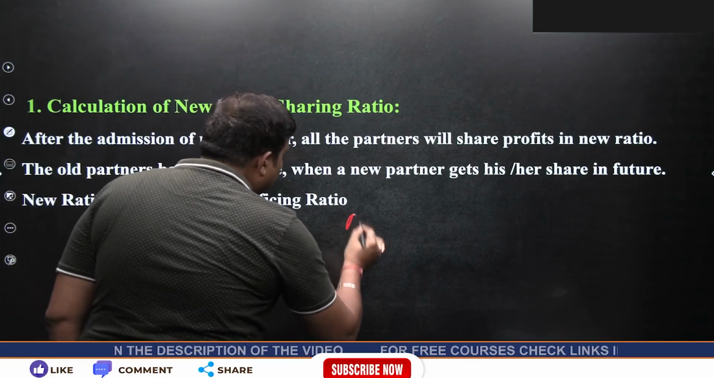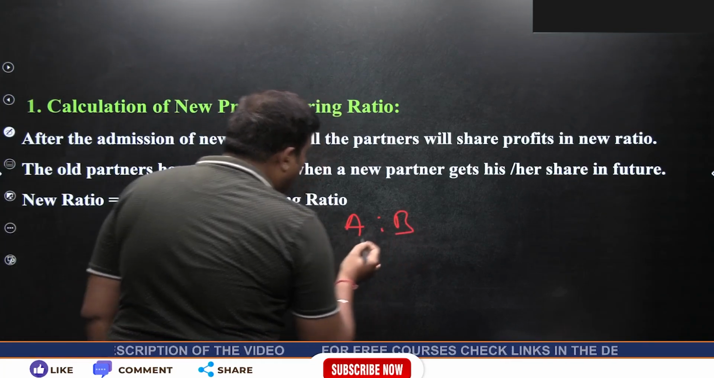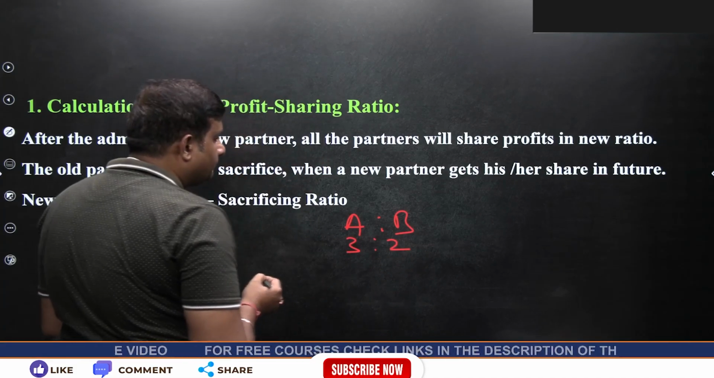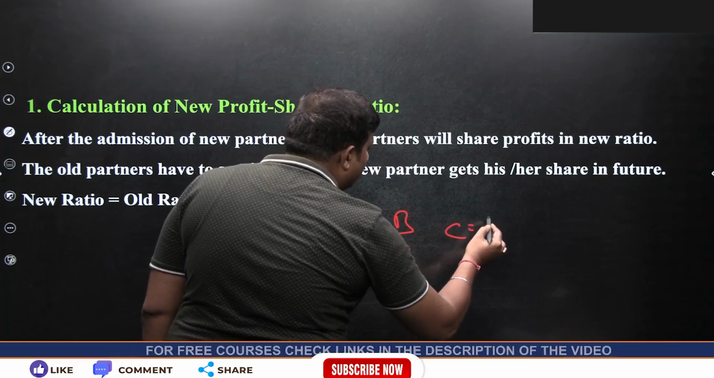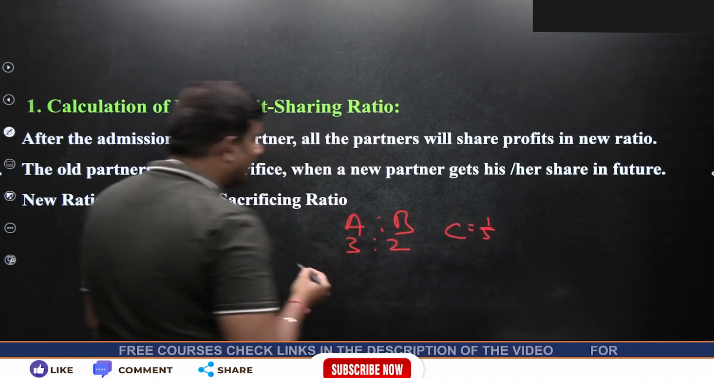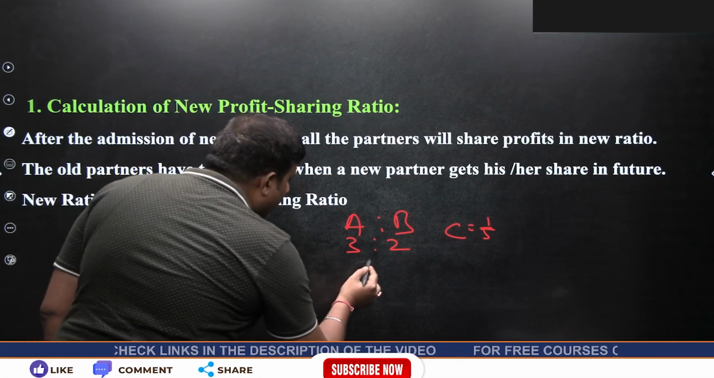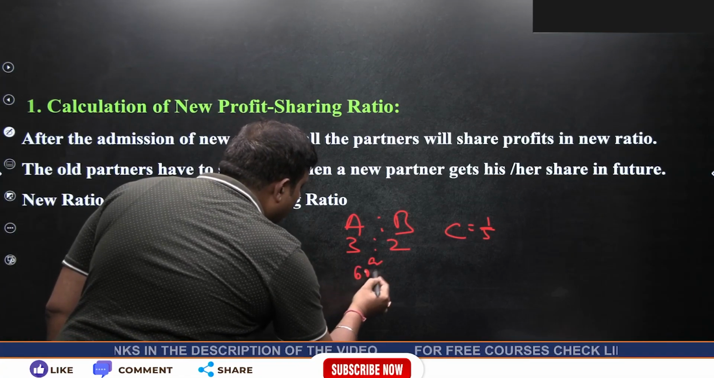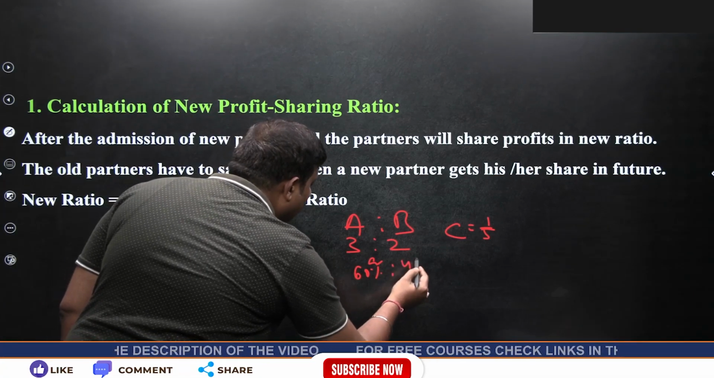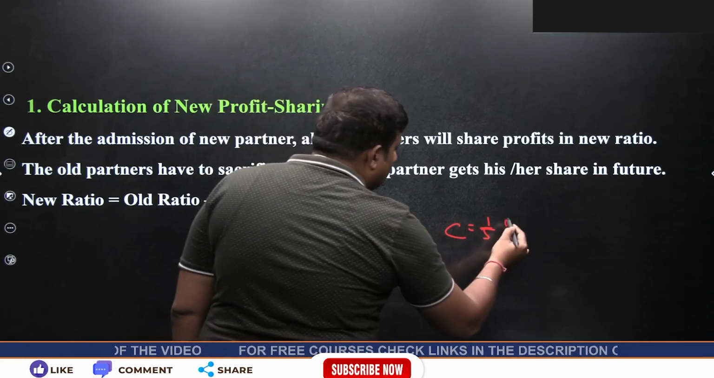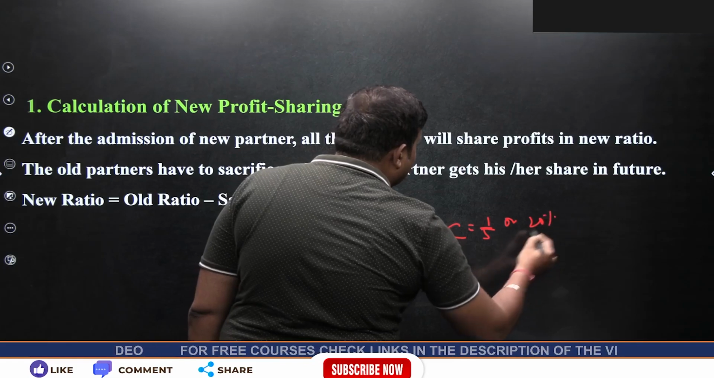Suppose, just take an example, A and B are two partners and they have a share of 3:2. C is joining the firm for a 1/5 share. If you convert this into percentage, earlier A used to have 60% of the total share and B used to have 40% of the total share. Now C is going to come in for 20% of the share.